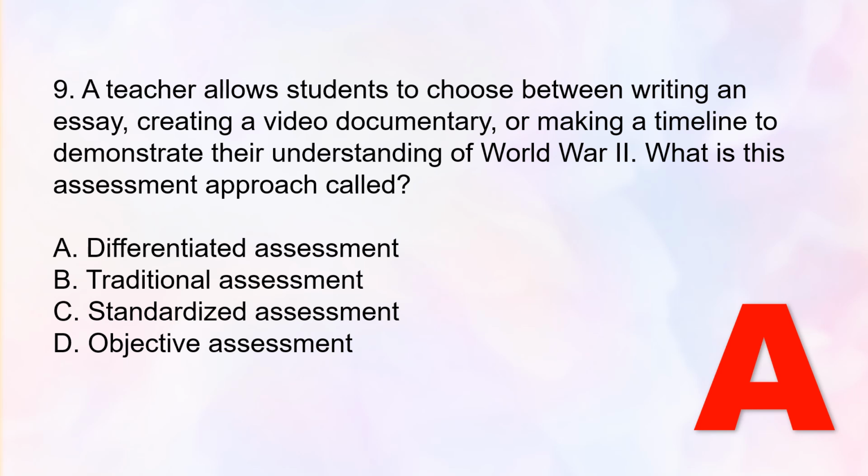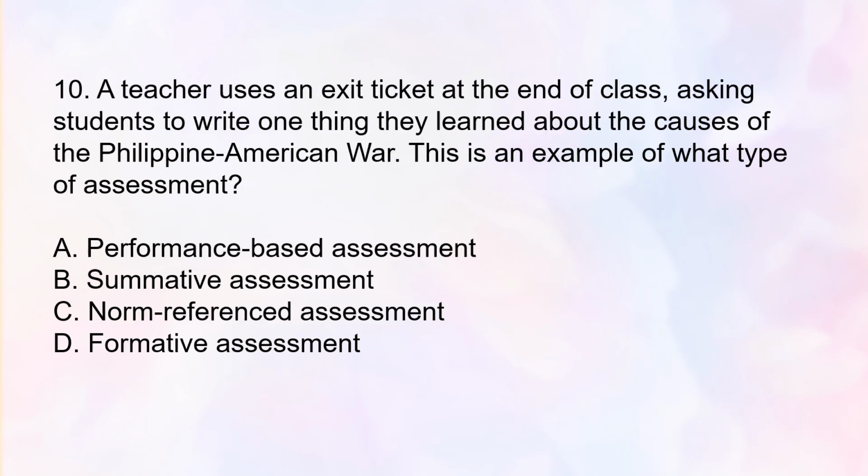Okay, the best answer is letter A, differentiated assessment. This gives students multiple ways to demonstrate learning based on their strengths. Let's discuss the other incorrect choices. For letter B, traditional assessments use fixed formats like written exams. Letter C, standardized assessments are uniform for all students. Letter D, objective assessments have definite right and wrong answers, unlike open-ended projects or open-ended questions. Only letter A is the best answer.